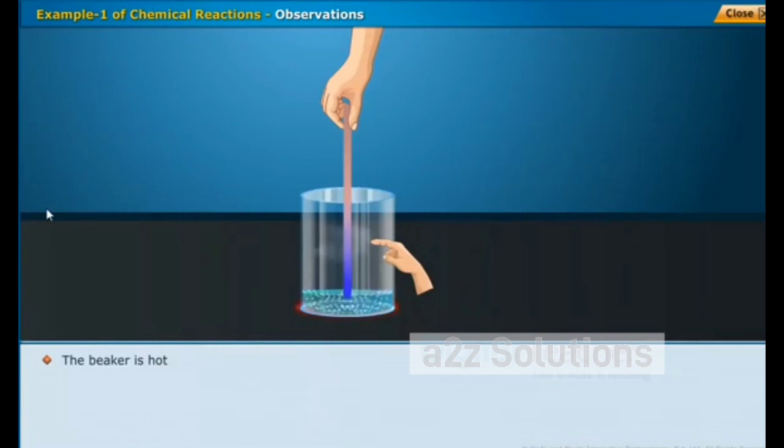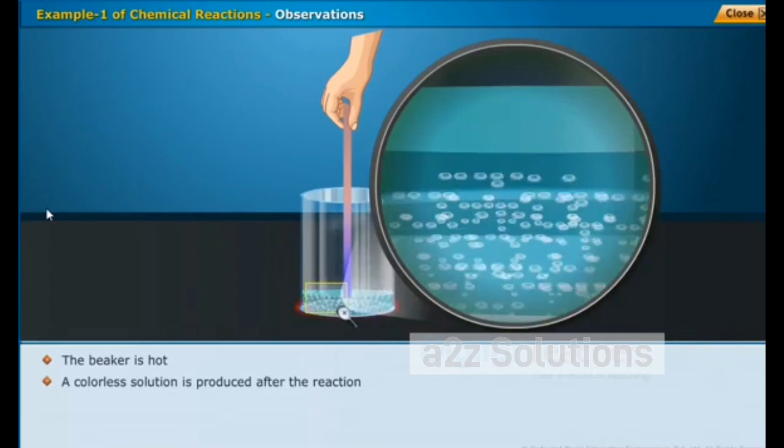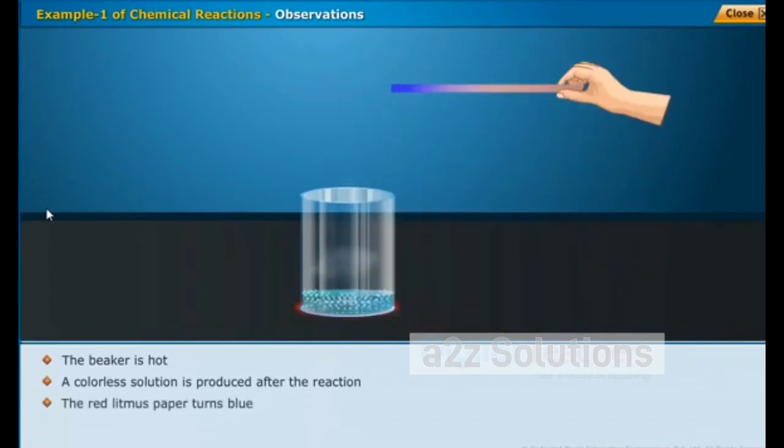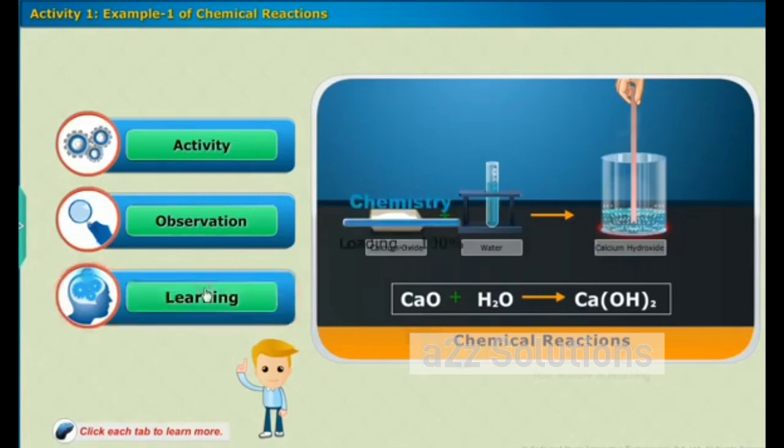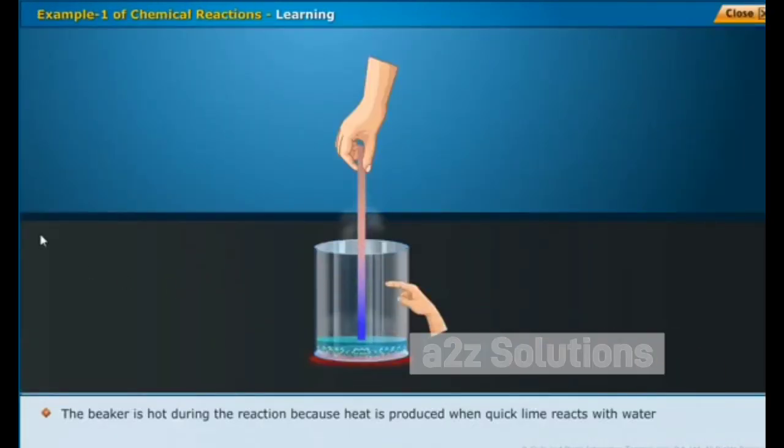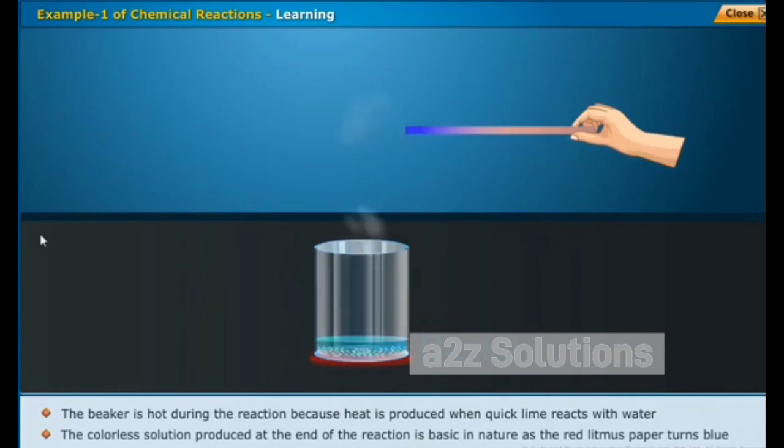The beaker is hot. A colorless solution is produced after the reaction. The red litmus paper turns blue. The beaker is hot during the reaction because heat is produced when quicklime reacts with water. The colorless solution produced at the end of the reaction is basic in nature as the red litmus paper turns blue.